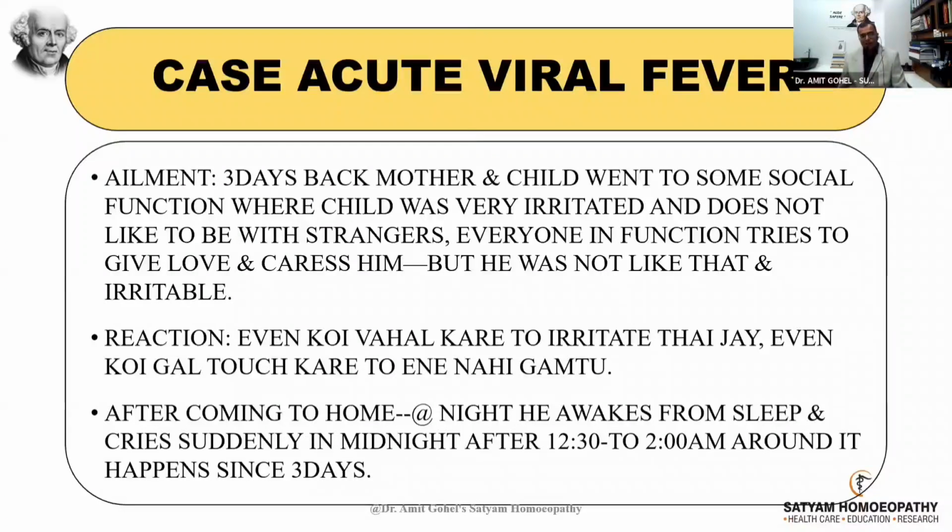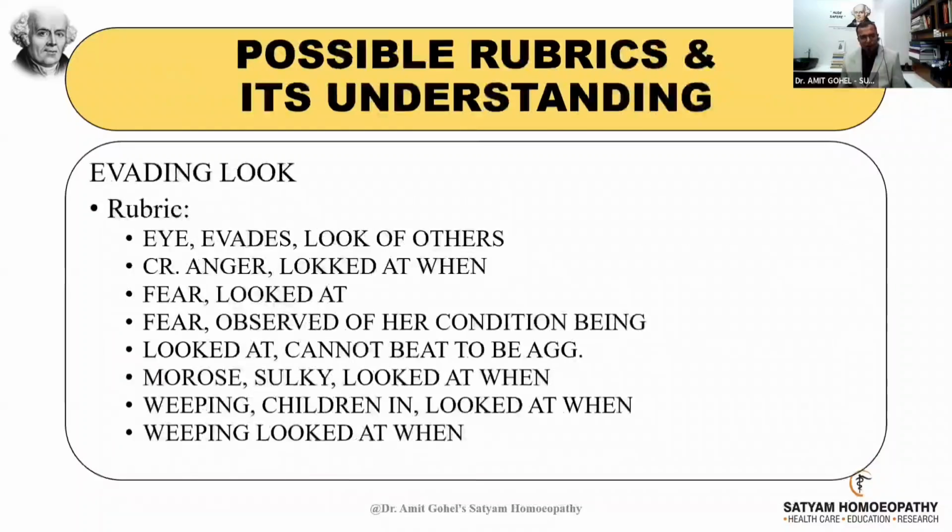So the mother says that the reaction is that even if someone talks to him he gets irritated, and even if someone touches his cheek he does not like it. That means, I will convert into English, that if someone gives affection toward the child he becomes irritable, and if someone touches his cheek, he doesn't like that. So from that day, after coming home at night, he wakes from sleep and cries suddenly at midnight, around 12:30 to 2 a.m., and this has happened for 3 days. And since yesterday, he had a fever.